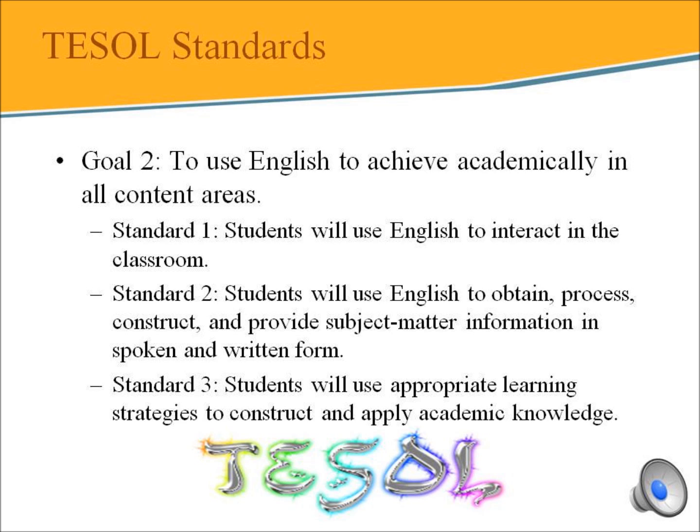There are three substandards used. Substandard 1 is students will use English to interact in the classroom. Substandard 2 is students will use English to obtain, process, construct, and provide subject matter information in spoken and written form. Substandard 3 is students will use appropriate learning strategies to construct and apply academic knowledge.